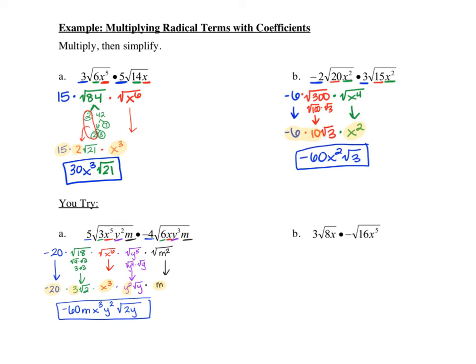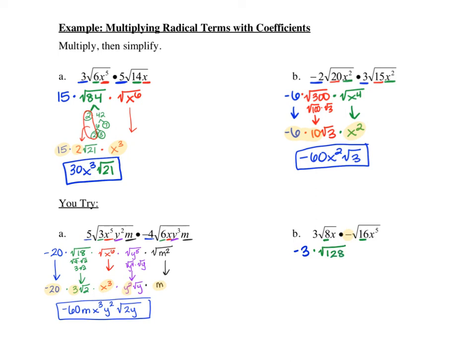Last one, we're going to be multiplying the numbers outside. So this one's a little bit tricky because we have a negative sign right there. So that acts like a negative 1. So 3 times negative 1 would be negative 3. Then we're going to multiply the whole numbers under the radical. So 8 times 16, that is the square root of 128.